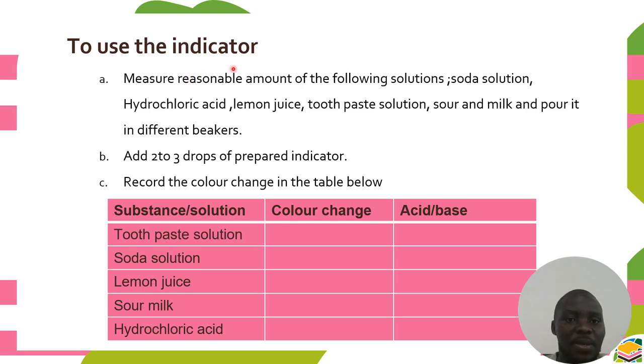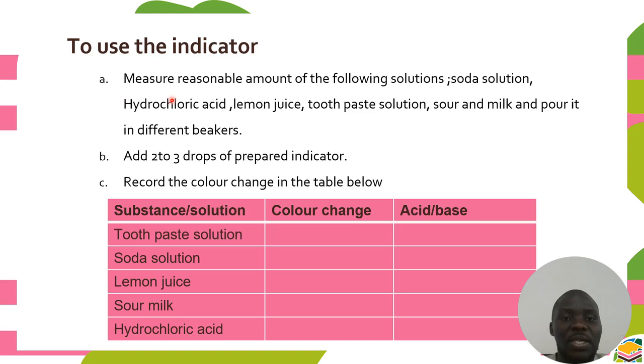Now, to use that particular indicator, it doesn't mean that when you have extracted it, you are done. You need to test if it is really working. Remember, we said an indicator is a substance which is able to identify if the solution is an acid, a base, or a neutral substance. So usually with a simple acid-base indicator, you will be able to know whether a solution is an acid or a base. So how do we use the indicator that has been extracted from flower leaves or tomato leaves?